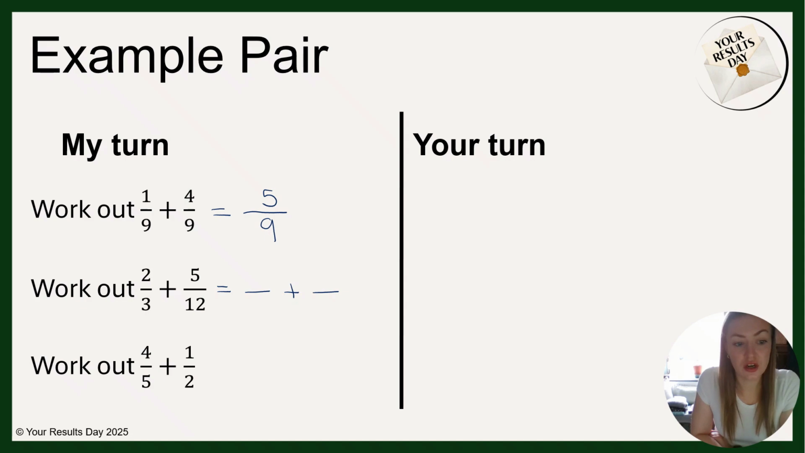I need to find the lowest common multiple of 3 and 12. So I could begin by listing multiples of 3. I'm going to do this at the top. 3, 6, 9, 12, 15. And multiples of 12: 12, 24, 36, and so on. And what you will see is 12 is in both lists.